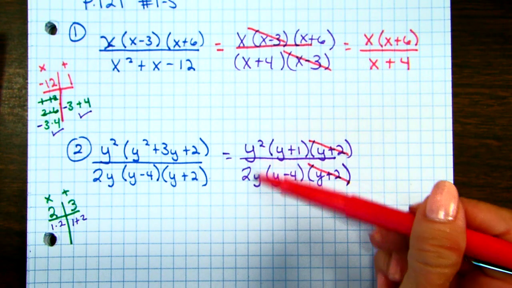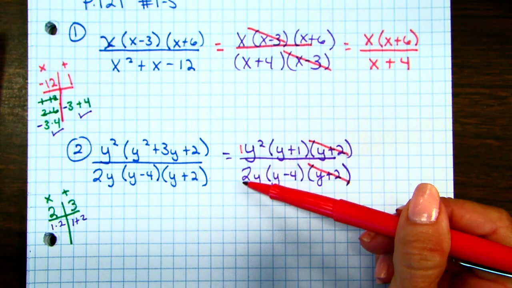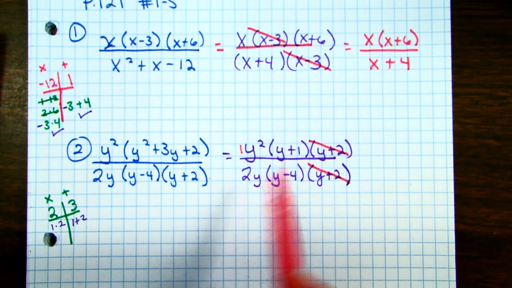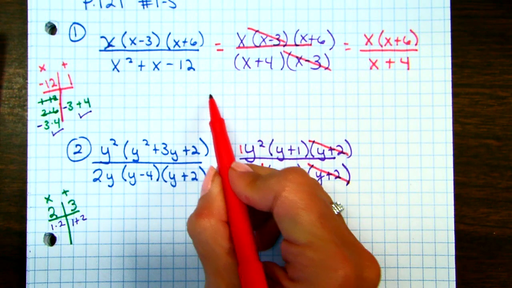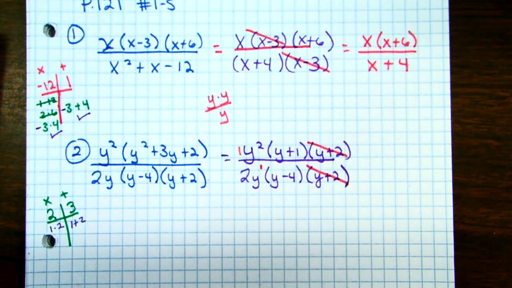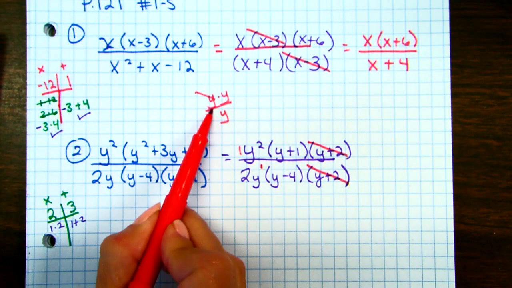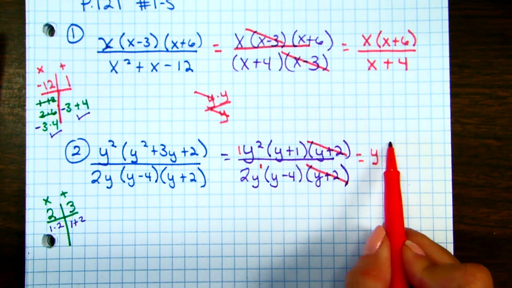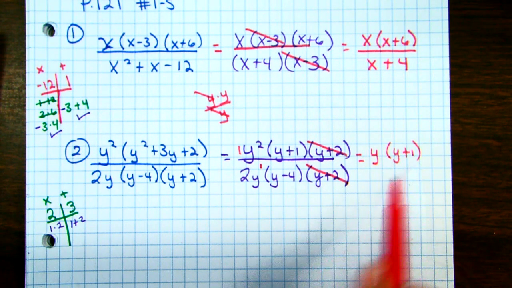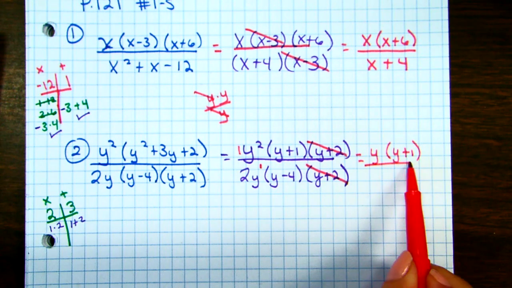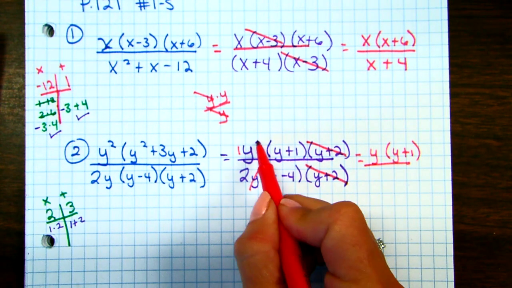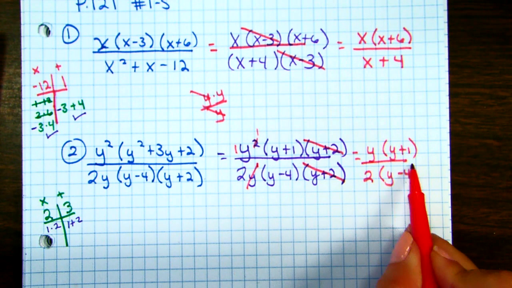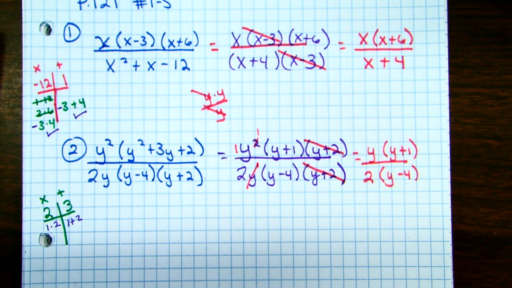But we can simplify this. This is a 1/2. That's not going to get simplified, okay? 1/2 is 1/2. We're going to have this 2 in the denominator. But you can simplify. You have 2 y's on top, 1 on the bottom. Cancel 1 for 1. You're left with 1 on top. So you have y times y plus 1. That's what's left in your numerator. And in your denominator, you have a 2 and then a y minus 4. Okay?